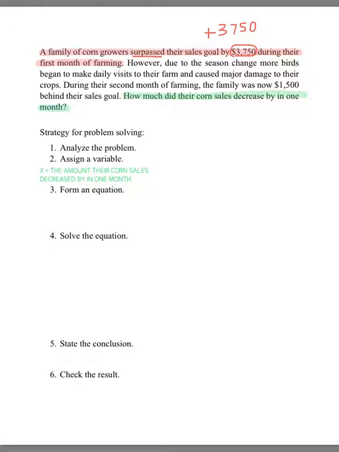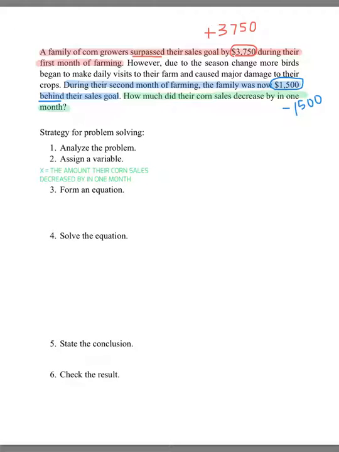Now, we also know that during their second month of farming, the family was now $1,500 behind their sales goal. So the keyword here is behind, and the actual number is 1,500. So that's going to be a negative 1,500 because the word behind is an indicator of negativity. And what we want to know is how much did their sales goal decrease by in 1 month. So let's go ahead and start off forming our equation.